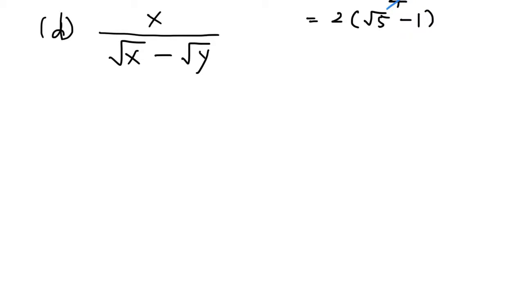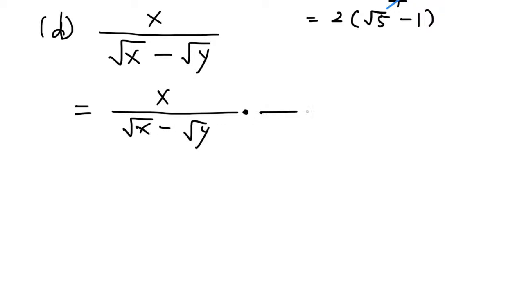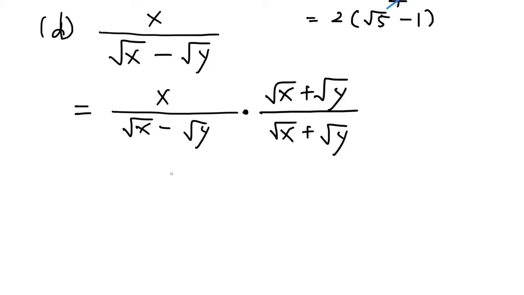Okay, here is the last example. The idea is the same. We multiply top and bottom by the denominator after changing the sign in the middle. So x over square root of x minus square root of y. We multiply this by square root of x plus square root of y over square root of x plus square root of y. And then we simplify this expression.